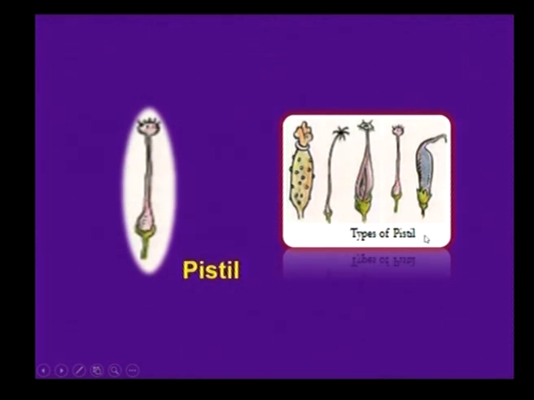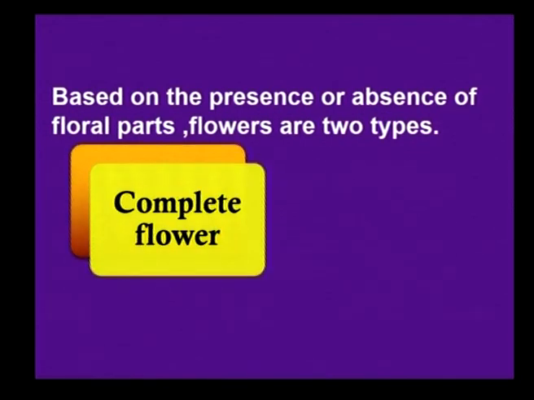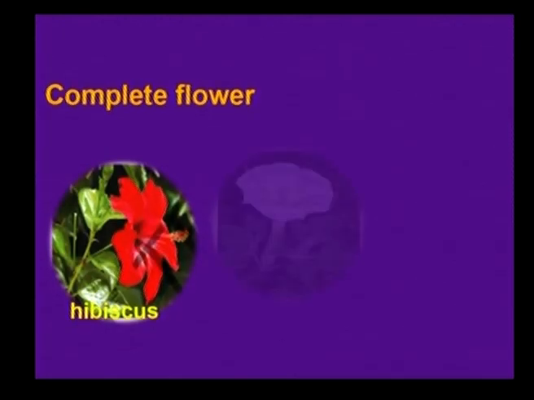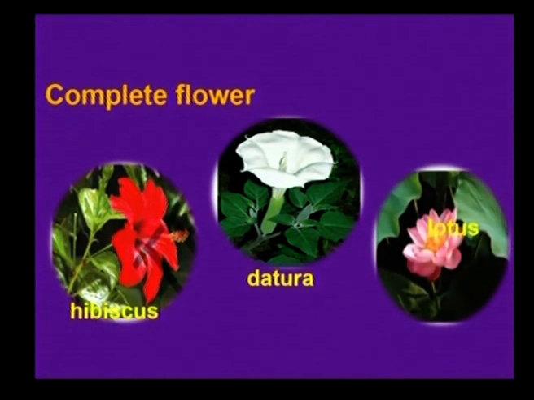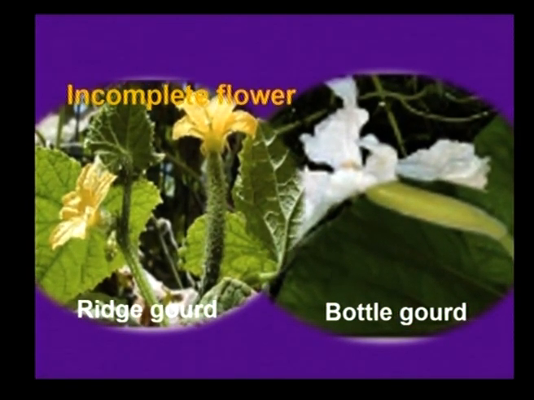You can see the different types of pistils present in different flowers. Based on the presence or absence of floral parts, flowers are divided into two types: a complete flower, which has all four whorls: sepals, petals, calyx and corolla. An incomplete flower is a flower in which any one whorl is absent. Examples for complete flowers are hibiscus, datura and lotus. Examples for incomplete flowers are ridge gourd and bottle gourd.